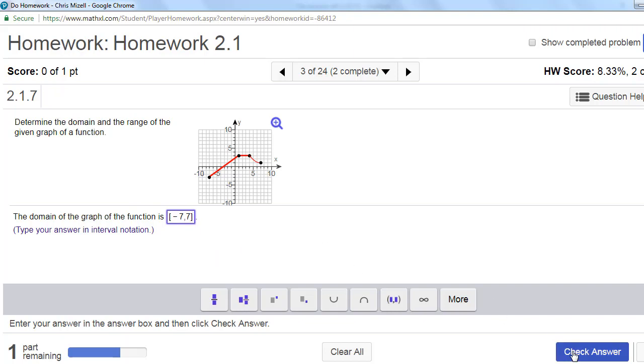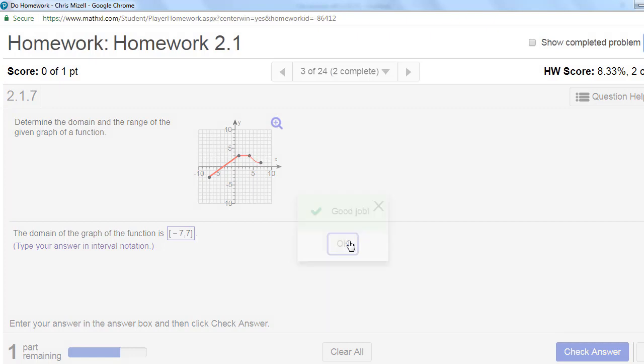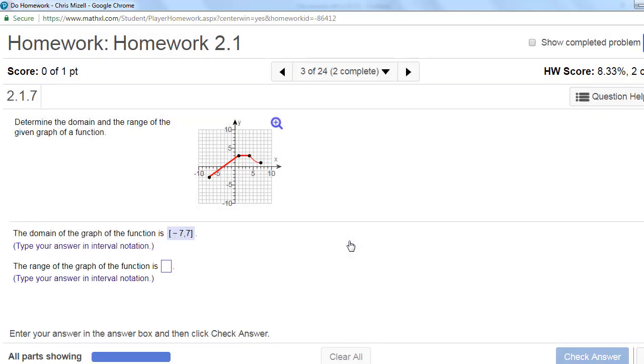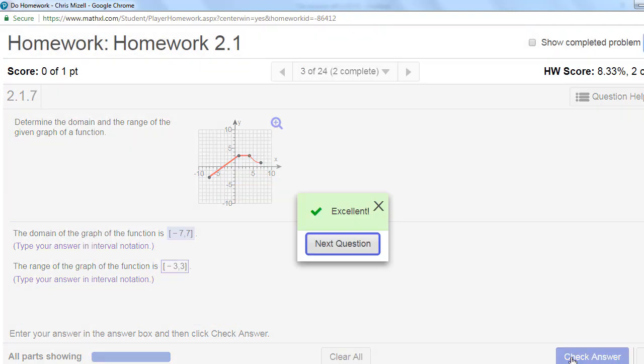So let's check that. That one's good. Did you do them separately or all at once? Maybe if you did them all at once, it wouldn't have liked having both those intervals input as the domain. So it goes as low as negative 3 and as high as positive 3, and it looks like it catches everything in between. So we'll check that one. And so that one's good.